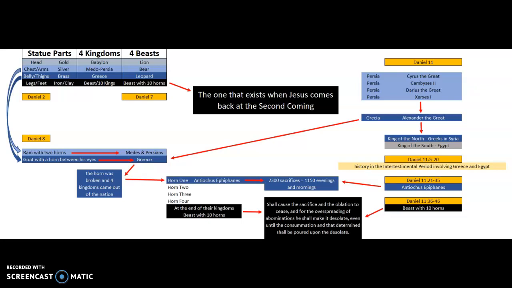We find great similarity between Antiochus Epiphanes, which was horn 1 of the 4 horns that came out of the one who transitioned empires from Medo-Persia to Greek, the one who was responsible for that transition. We will come to learn that's Alexander the Great. However, after Alexander the Great came Antiochus Epiphanes. He was a foreshadowing of the beast that will be in the 4th kingdom.